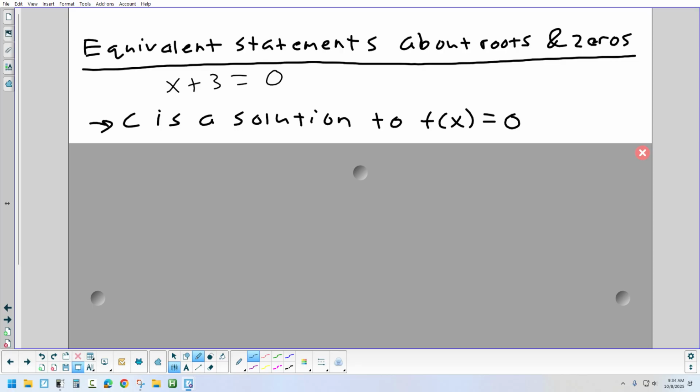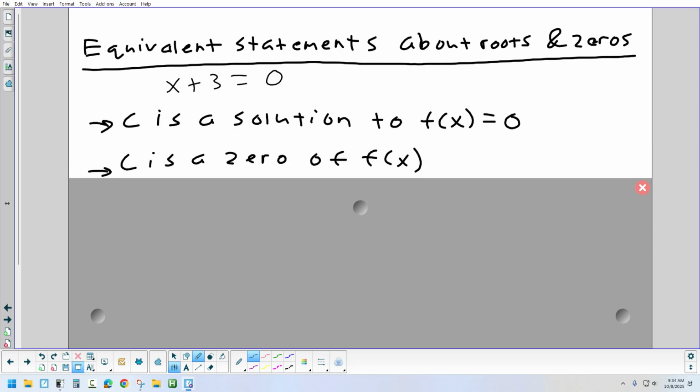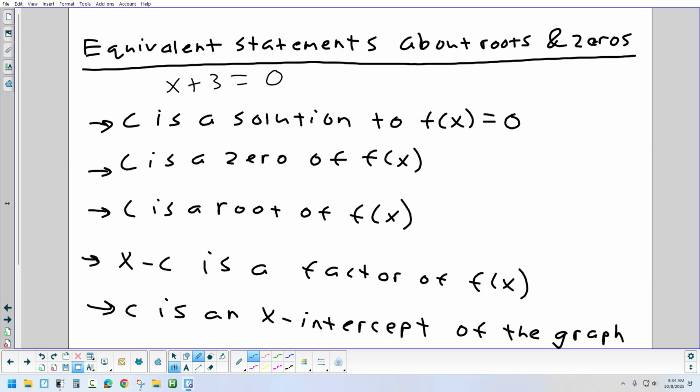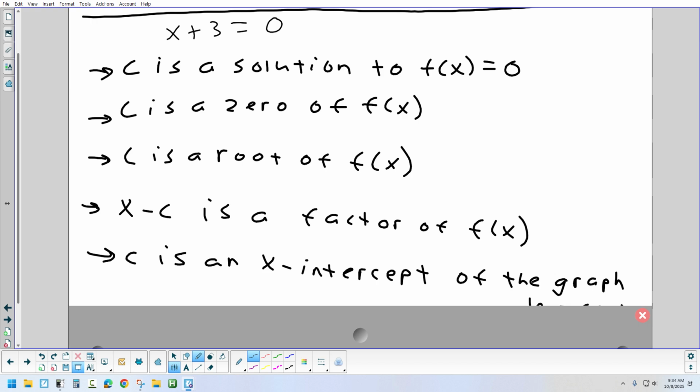A 0. What else do we call it? X-intercept. It's an x-intercept, yep. It's a what? A root, yep, all those things. So negative 3 is a 0. Negative 3 is a root. Negative 3 is an x-intercept.